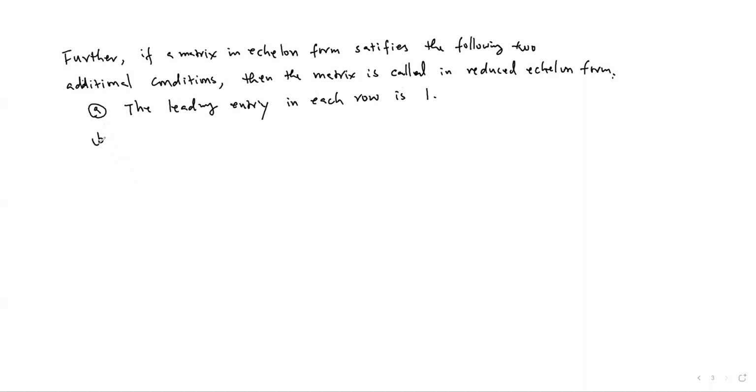B: each leading one is the only non-zero entry in its column. These two are the definitions of echelon form and reduced echelon form. Now, let me pick one example from the book.